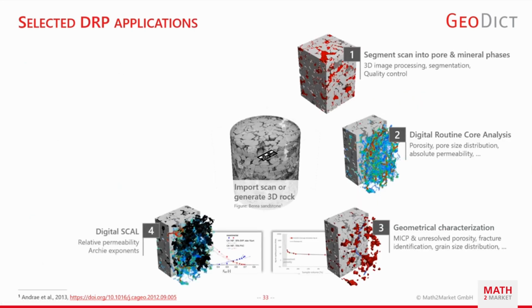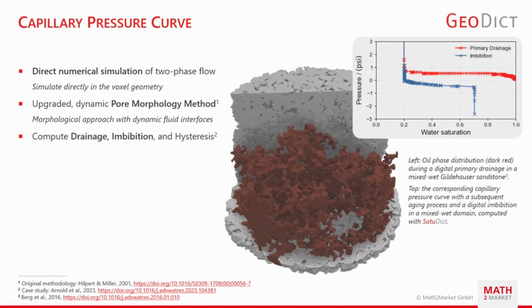Now let's have a look at digital SCAL. So we're using direct numerical simulation for solving two-phase flow. So we simulate directly in the voxel geometry. For that, we use this upgraded dynamic pore morphology method, which is a morphological approach with dynamic fluid interfaces. So we can compute the primary drainage and a subsequent imbibition, or just the entire hysteresis cycle.